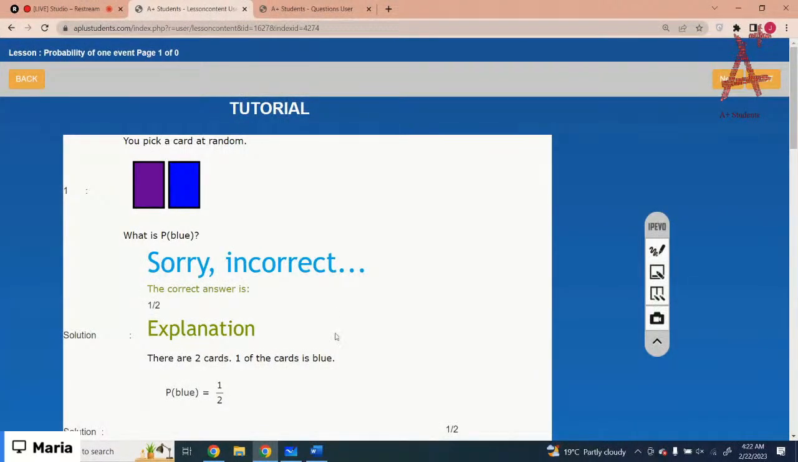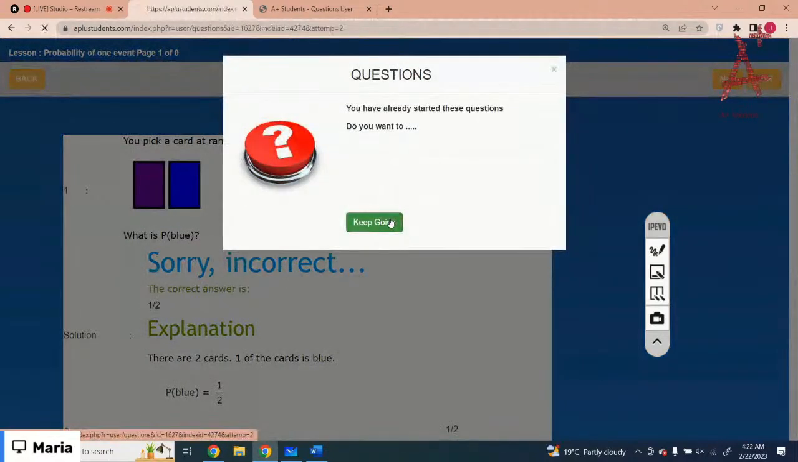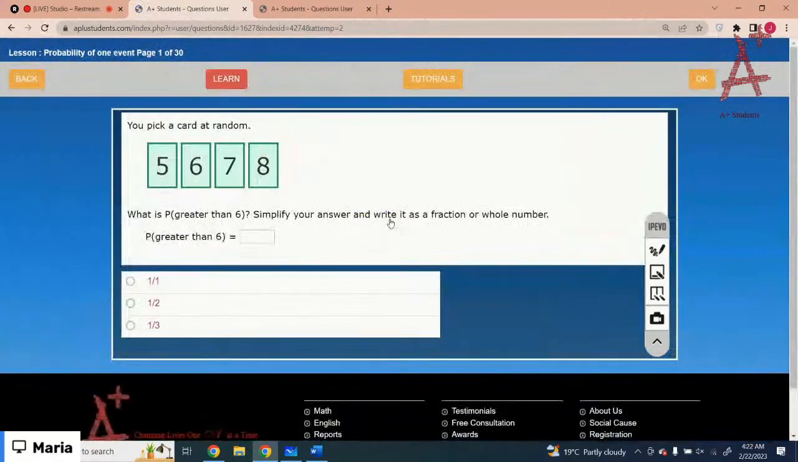Let's just start with the test questions. You can have a look at the tutorial by yourself. Got it? The questions are very easy. You just have to be careful and understand the question. You pick a card at random. What is the probability of getting a number greater than 6? Simplify your answer and write it as a fraction or whole number.